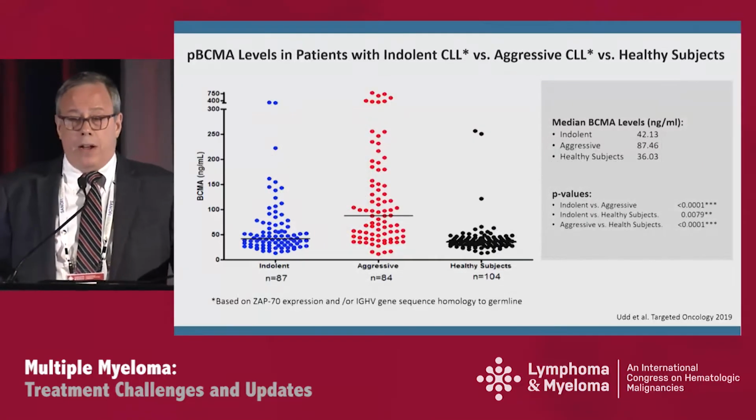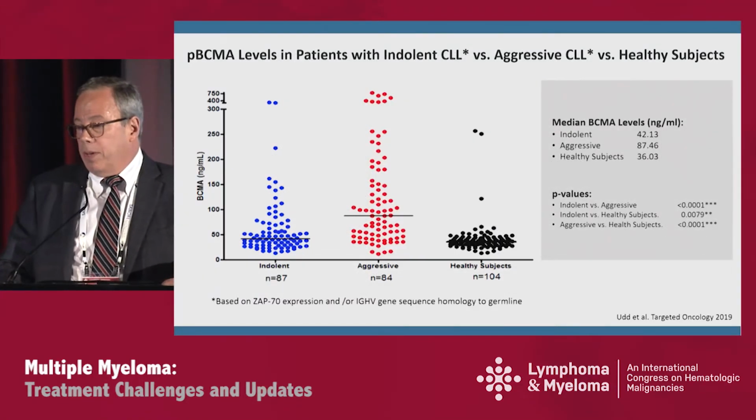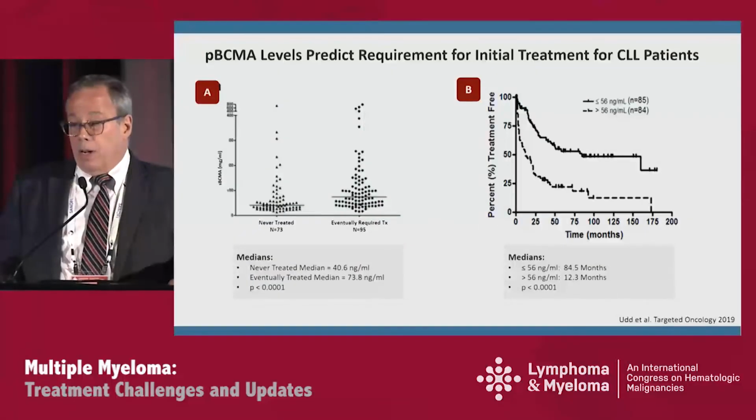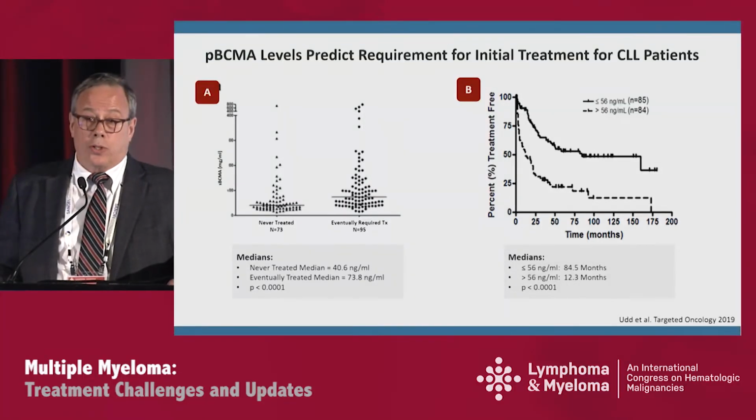And you can tease out indolent versus aggressive. The numbers in those with indolent are about half, at 42, of those that were considered active based on ZAP70 and IGHV expression. And it also predicts for initial treatment for CLL.